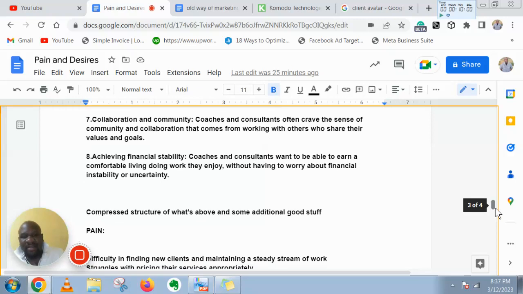Achieving financial stability. This is it. Coaches and consultants want to be able to earn a comfortable living doing work they enjoy. Again, factual, and this is why the old way of marketing no longer works, because of the instability and the unpredictability of marketing, or where advertisement is reaching, especially where more and more persons are becoming irritable. I know, with ads being pushed in front of their face non-stop.